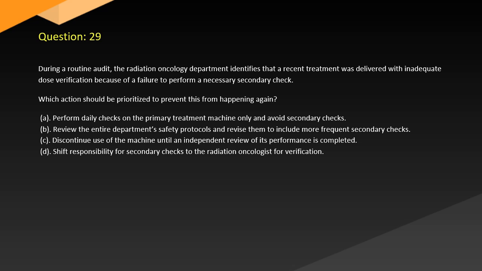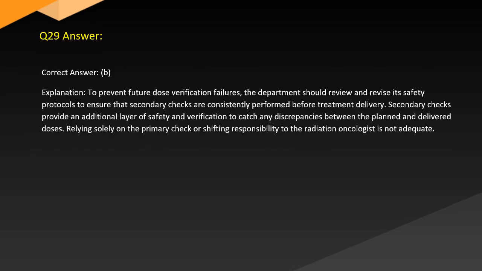C. Discontinue use of the machine until an independent review of its performance is completed. D. Shift responsibility for secondary checks to the radiation oncologist for verification. Answer. Correct answer: B. Explanation. To prevent future dose verification failures, the department should review and revise its safety protocols to ensure that secondary checks are consistently performed before treatment delivery. Secondary checks provide an additional layer of safety and verification to catch any discrepancies between the plan and delivered doses. Relying solely on the primary check or shifting responsibility to the radiation oncologist.